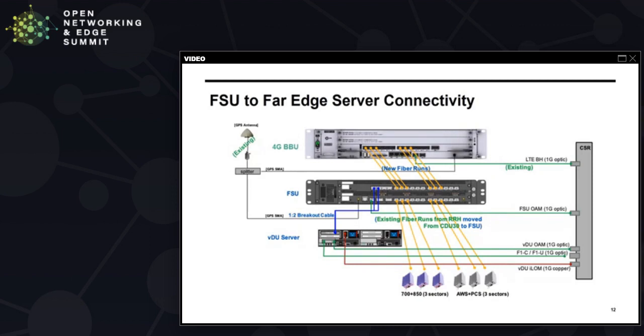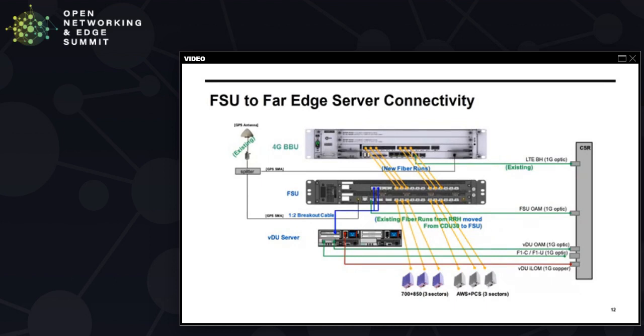FSUs are also called front hall gateways. Connections from the RUs to either the BBU or the FSU are referred to as front hall. Front hall connections are shown in yellow. Next is the VCP far edge worker node, which connects to the FSU via mid hall. Mid hall connections are shown in blue.